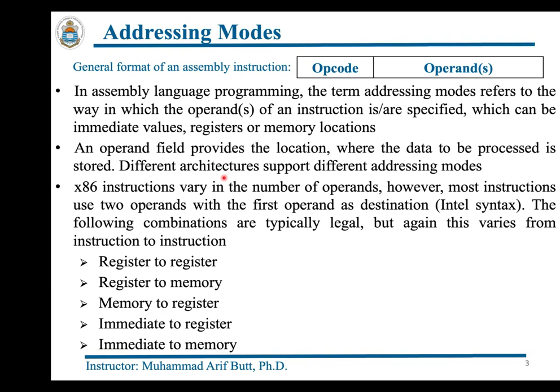As far as x86 is concerned, x86 instructions vary in the number of operands. However, most instructions use two operands with the first operand as destination in case of Intel syntax. These are the combinations that are typically legal: register to register, register to memory, memory to register, immediate to register, and immediate to memory. And remember, memory to memory operations are not allowed.